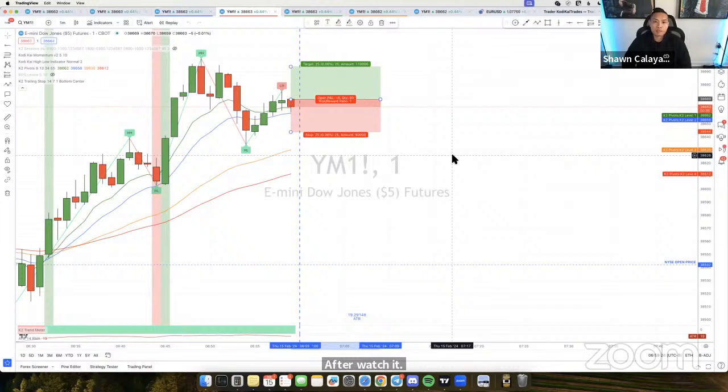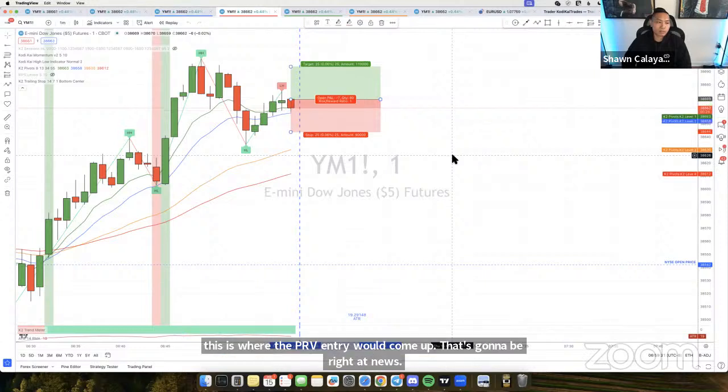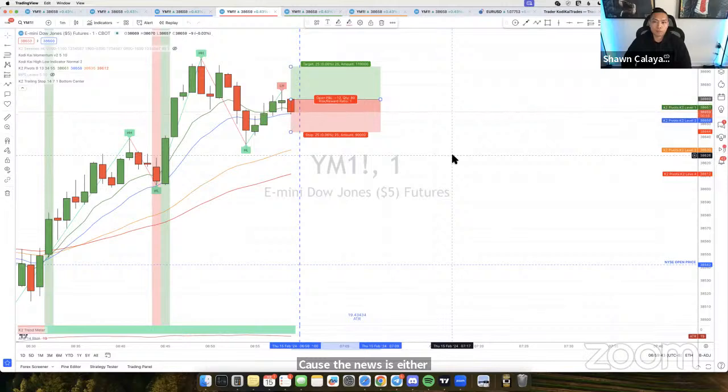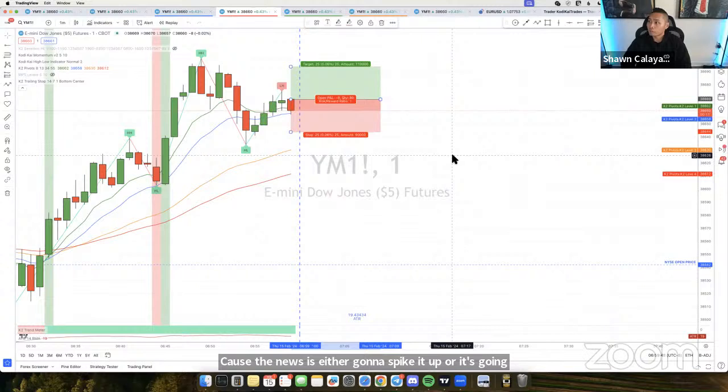So this is where the PRB entry would come up. It's going to be right at news. I put a pending order there for just one account, because the news is either going to spike it up or spike it down, or it might not have any effect at all. Brock is asking how far is news? News is at the line right there. It's at 7. It's happening in about a minute.